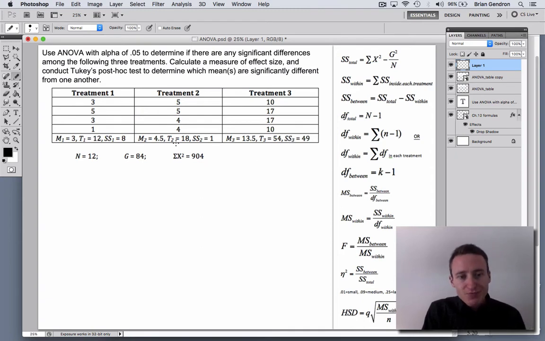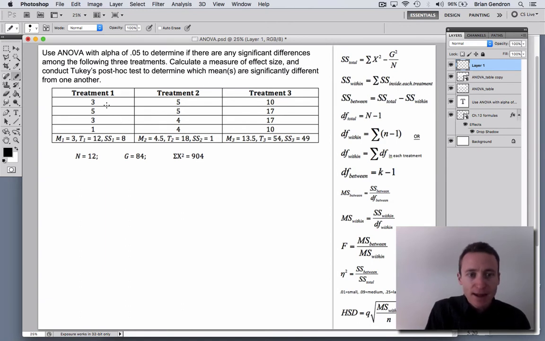Okay, down here I have just a few more pieces of information. N, capital N, is the number of people in your entire study. So 4 here, 4 here, and 4 here gives us 12 total. G is the sum of all scores in your entire study. So when you add up all 12 scores, I get 84. And then finally, if you square every single score and then add them all together, you get 904.